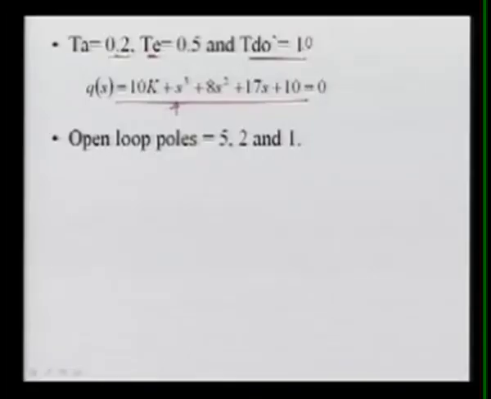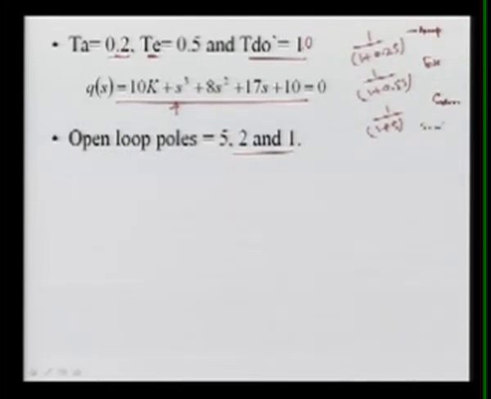Now from here we can see the open loop poles. For your amplifier we get 1 upon 1 plus 0.2 s. For your exciter we get 1 plus 1.5 s, and for your generator it is 1 over 1 plus s. So the poles are found by putting each denominator equal to 0. Here s is equal to minus 1, here s is equal to minus 2, and here we get s is equal to minus 5. So we get open loop poles at 5, 2 and 1 corresponding to these 3, and then we have to draw this root locus and decide.